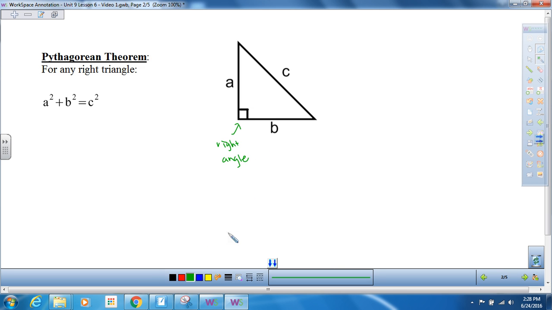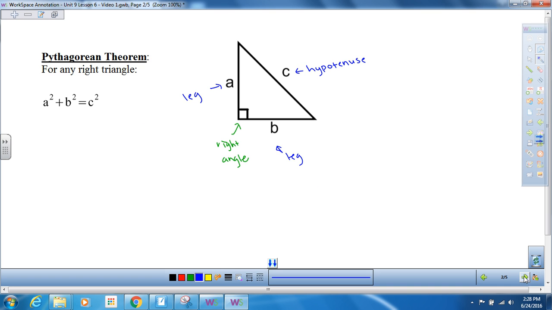A and B, the parts of this right triangle, are the legs, and C is what we call the hypotenuse. A and B can be interchanged. It doesn't matter which one's A, which one's B. But the hypotenuse matters. C always has to be the one across from the right angle. That's the hypotenuse, the one that should go on the side by itself.